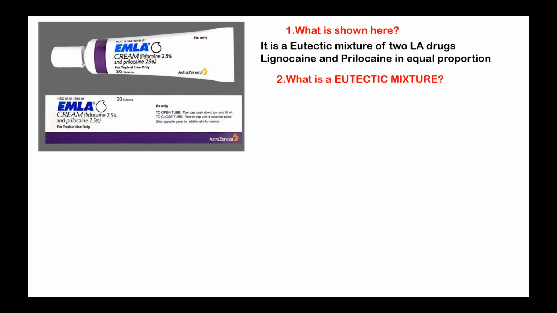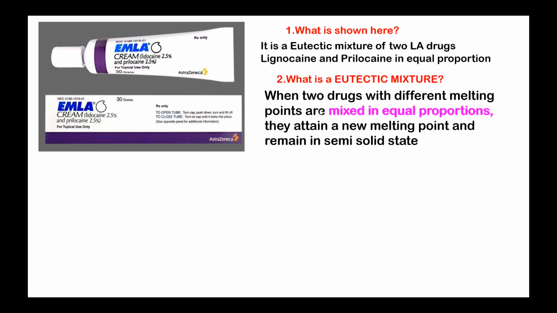Which book did you read then? What is euthyroid? Same, normal. Euglycemia, we say normal. Eutectic means one melts at a lower temperature than the other drug, sir. When two drugs of different melting points are mixed together, they attain a new melting point in which they remain in a semi-solid state, like a cream. Otherwise, they will both be liquid.